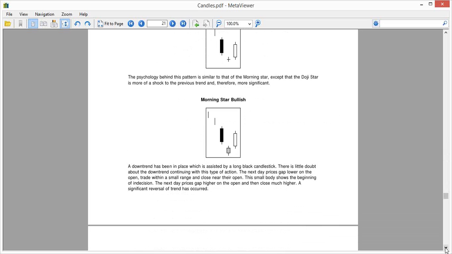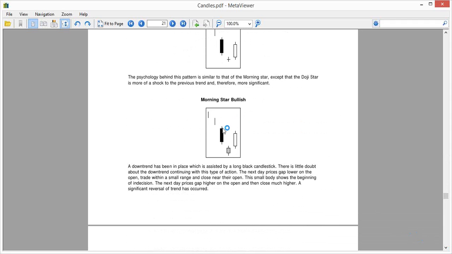Morning star bullish. A downtrend has been in place which is assisted by a long black candlestick. There is little doubt about the downtrend continuing with this type of action. The next day prices gap lower on the open, trade with a small range and close near their open. This small body shows the beginning of indecision. The next day prices gap higher on the open and then close much higher. A significant reversal of trend has taken place.